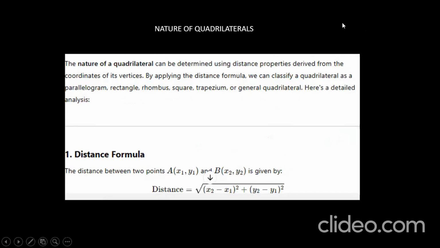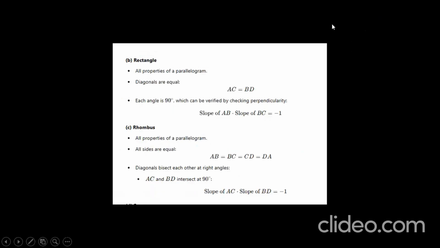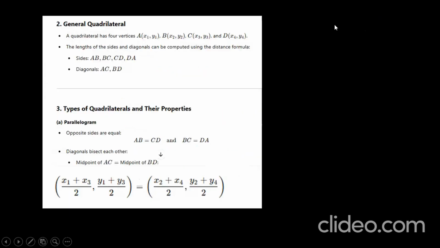Next, the nature of a quadrilateral. What is the nature of a quadrilateral? The nature of a quadrilateral can be determined using distance properties derived from its coordinates. By using the different vertices, you can tell the nature of the quadrilateral. The distance formula you already know. A general quadrilateral has four vertices, four sides, two diagonals, and four angles. These are the main important things present in a general quadrilateral.